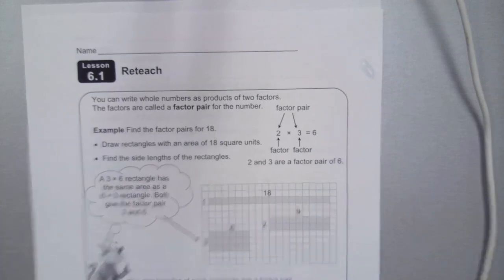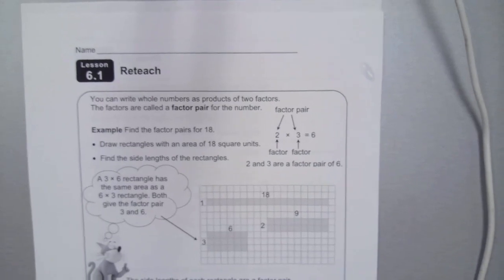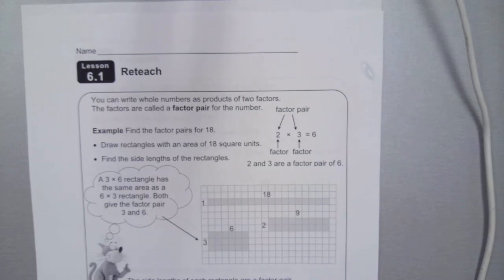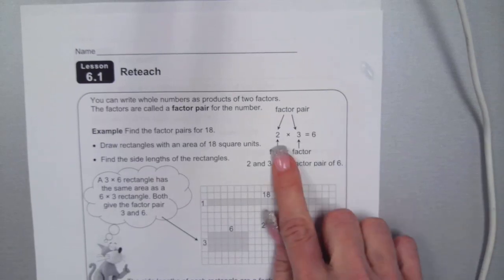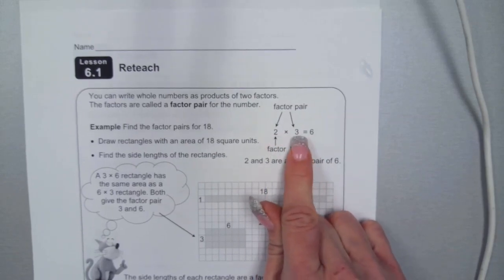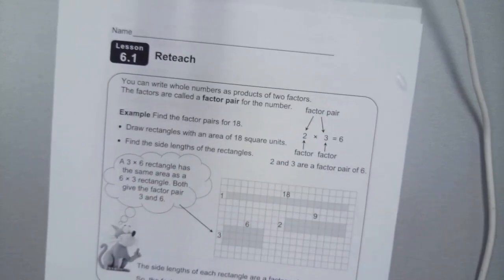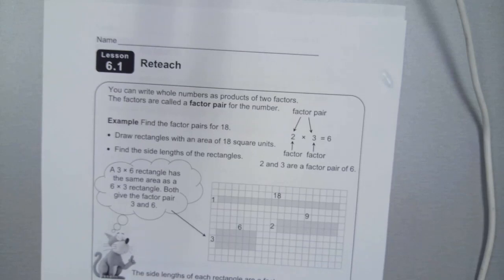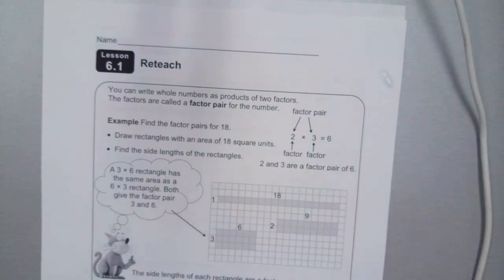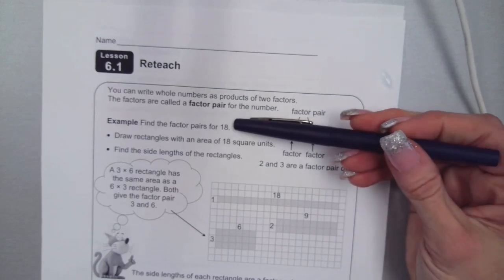Now, the first thing, let's talk about what are factors. So factors are two numbers that you can multiply together to get another number. So for example, 2 times 3 equals 6. So 2 is a factor of 6 and 3 is a factor of 6 because I can multiply them together to get 6. So in our example up here, they are asking us to find the factor pairs for 18.